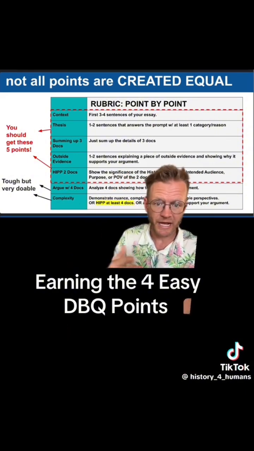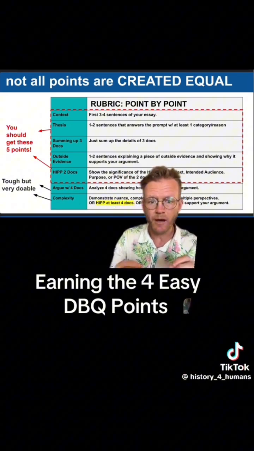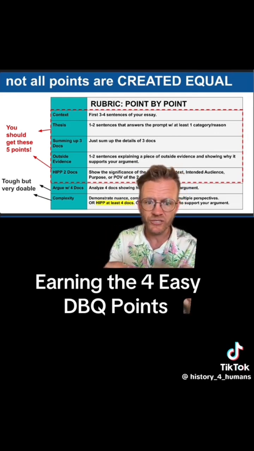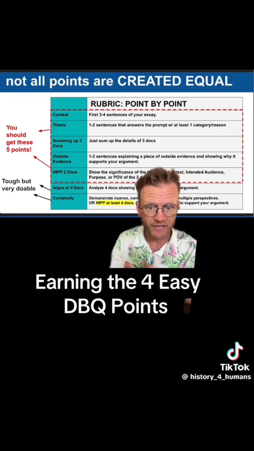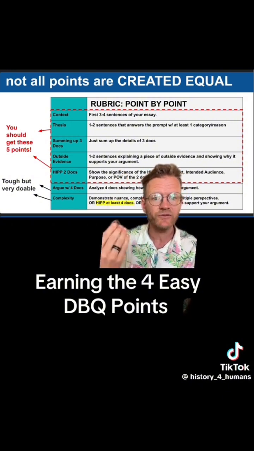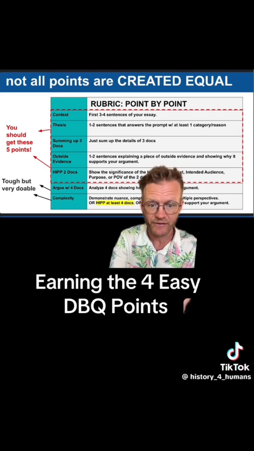Next is the easiest point, I think, on the whole exam. You just have to sum up 3 documents. Almost every student earns this. What causes students to lose this point is if they're quoting the document instead of explaining it, or they misinterpret the document. So although you only have to do 3, try to do 4 or 5 just as a fail-safe.